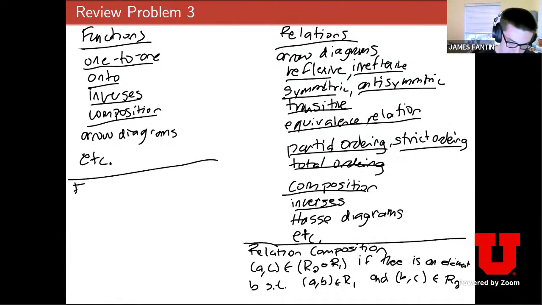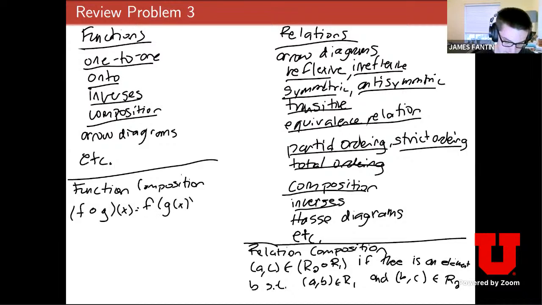For function composition, it works the same way as relation composition, because functions are just a special type of relation. We generally think about functions such that f composed g of x is f of g of x. Notice here we do the function g first, like we do in relation composition. We evaluate g first, and then we evaluate f. So that's just a very brief reminder of how composition works.